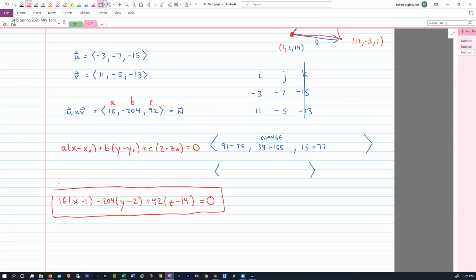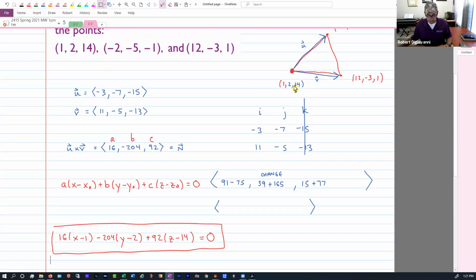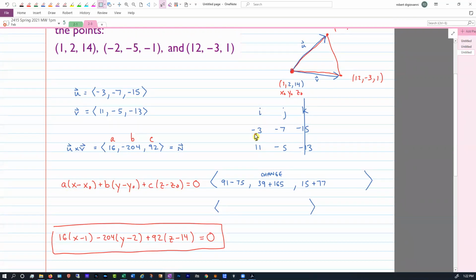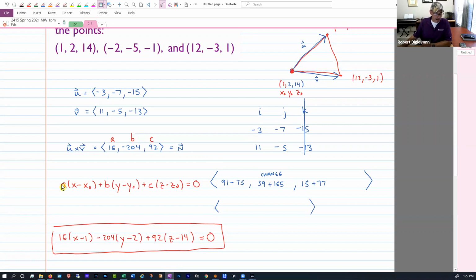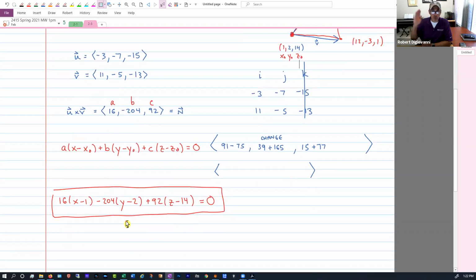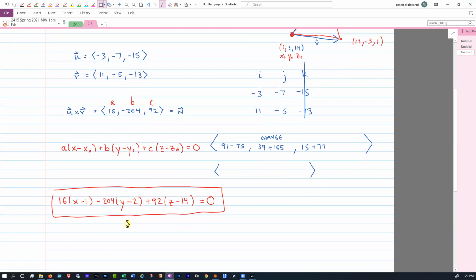Yeah, just one. So we got the -1, -2, -14 from our cross product. No, we got it from this point right here. So this is x naught, y naught, z naught. And we just plugged them into this formula. So x minus 1, y minus 2, z minus 14. Oh, okay, I understand. We got our ABC from our cross product. That's right. Our A, our B, and our C, which wind up being the coefficients of x, y, and z, are going to be the normal vector. Okay, thank you. Got it?